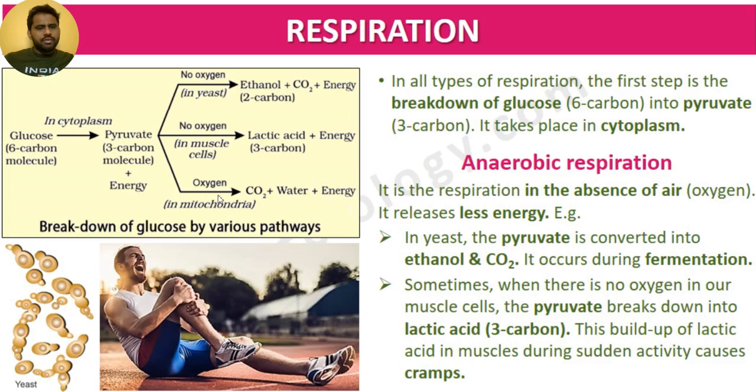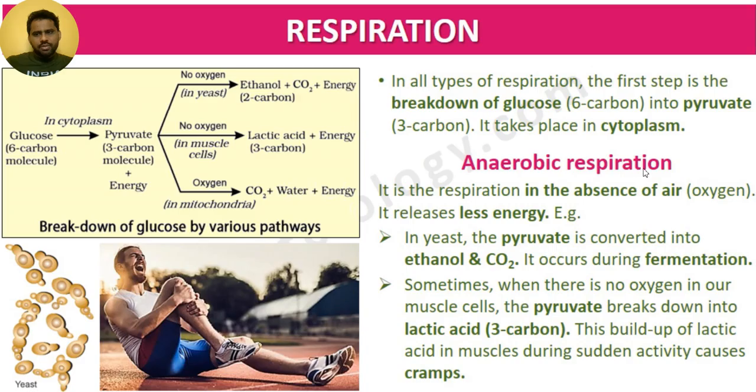In mitochondria, if glucose gets broken down in the presence of oxygen, CO2 plus water plus energy is released. So these are the various pathways by which glucose is broken down: no oxygen in yeast, no oxygen in muscle cells, and in the presence of oxygen in mitochondria. While we are running, if oxygen is not reaching the muscle cells, the glucose gets broken down and lactic acid forms, which leads to cramps in the human body. In all types of respiration, the first step is the breakdown of glucose, 6-carbon, into pyruvate, 3-carbon. It takes place in the cytoplasm.